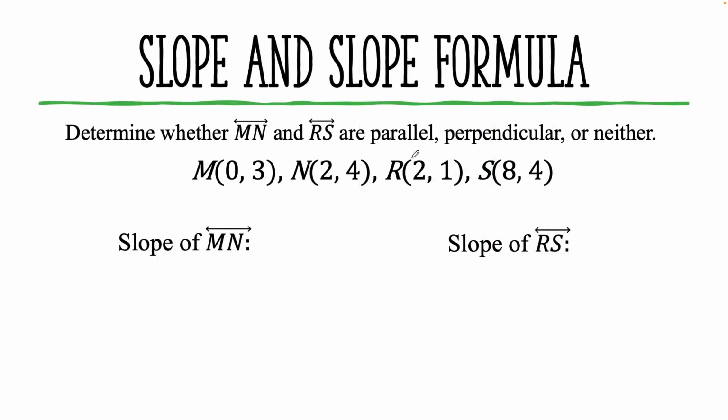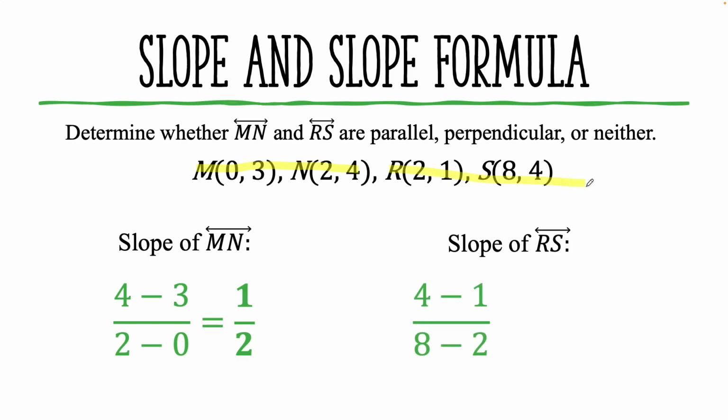Okay, going a little bit deeper here, we're going to determine whether the line MN and the line RS are parallel, perpendicular, or neither. So first, we'll find the slope of MN using these 2 points. So y2 minus y1 over x2 minus x1, 4 minus 3 over 2 minus 0 is 1/2. Now we'll find the slope of RS. So we get 4 minus 1 over 8 minus 2, which is 3 over 6. Now we can reduce that to 1 over 2.